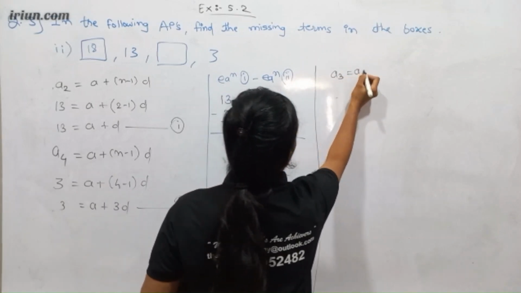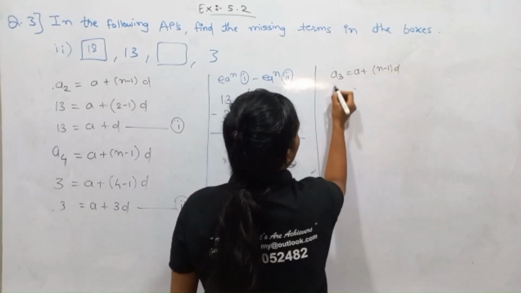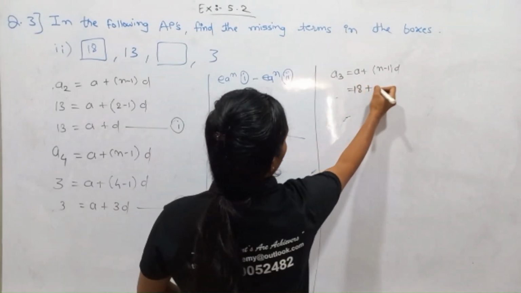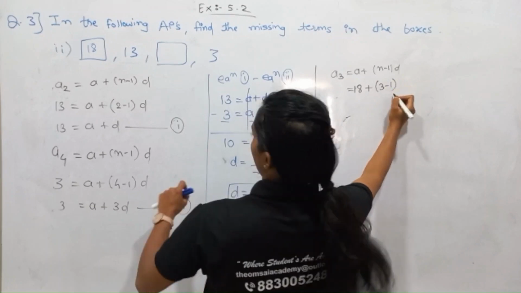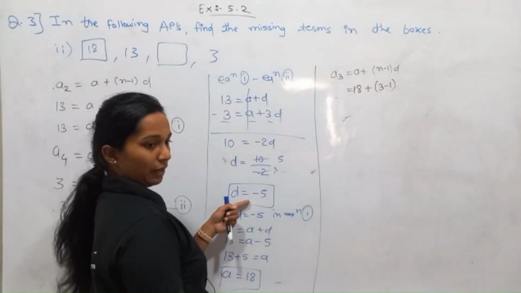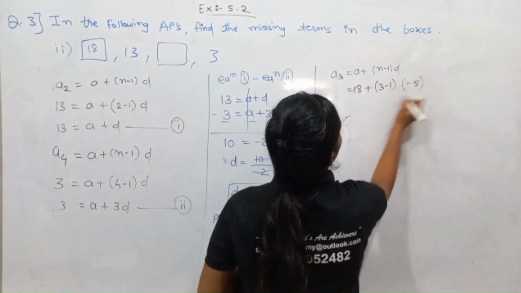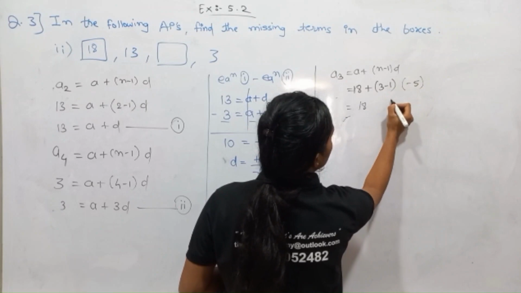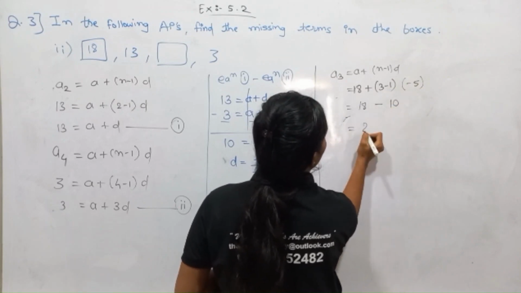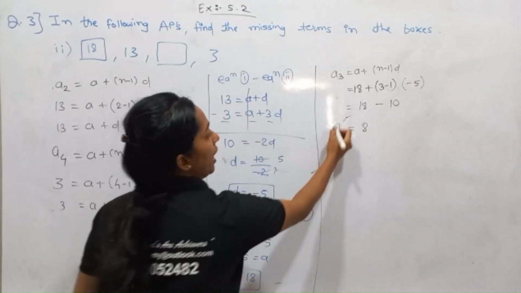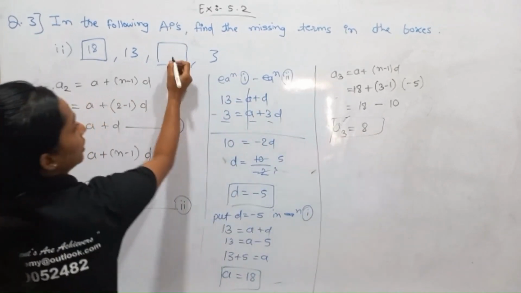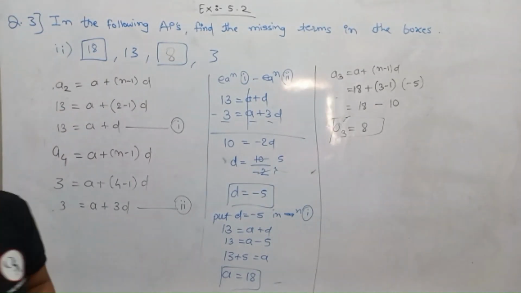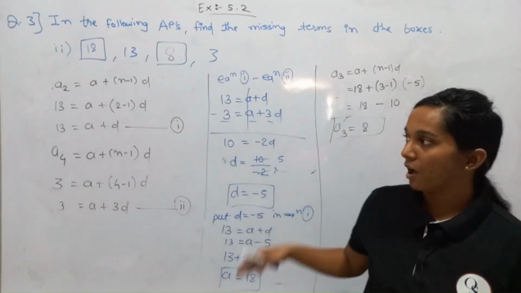a3 is equal to a plus n minus 1 d. a3 I have to find out. I know a is 18, so 18 plus, for the third term, 3 minus 1 times d. The common difference is minus 5. So 18, 3 minus 1 is 2, 2 into 5, 5 2s are 10, but this is minus 10. So a3, this is how I got term 3, which is 8. Understood? So this is how we completed question number 2.